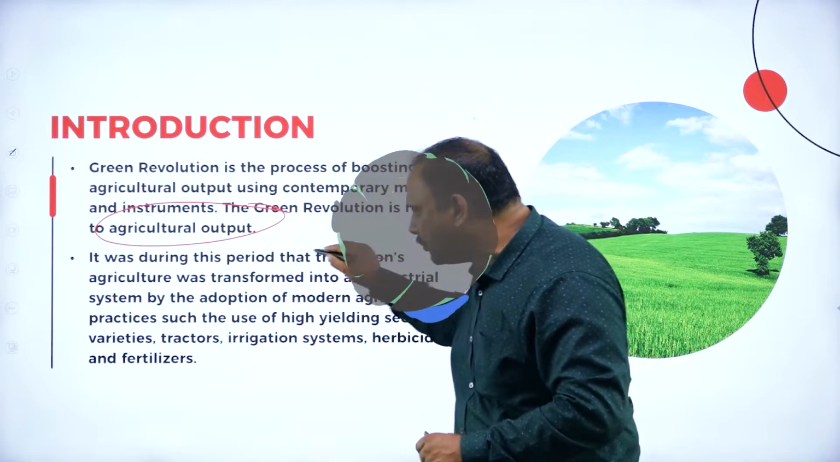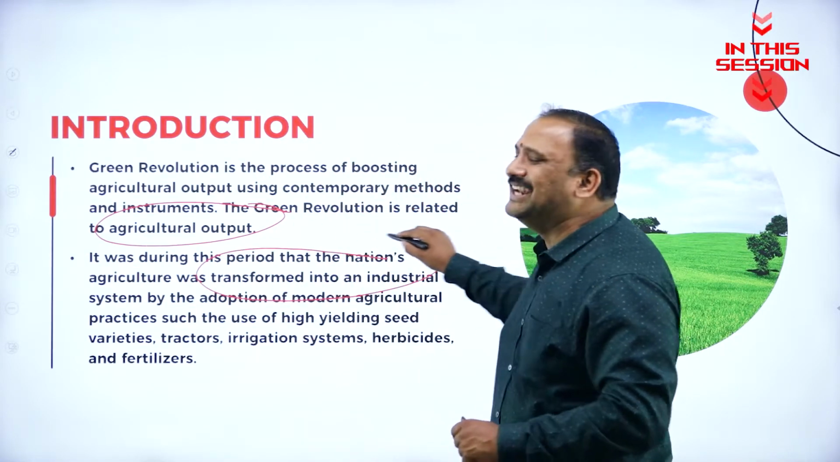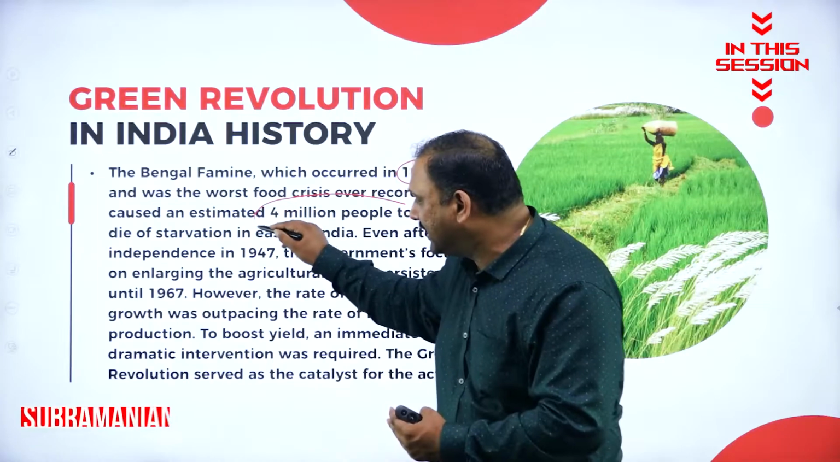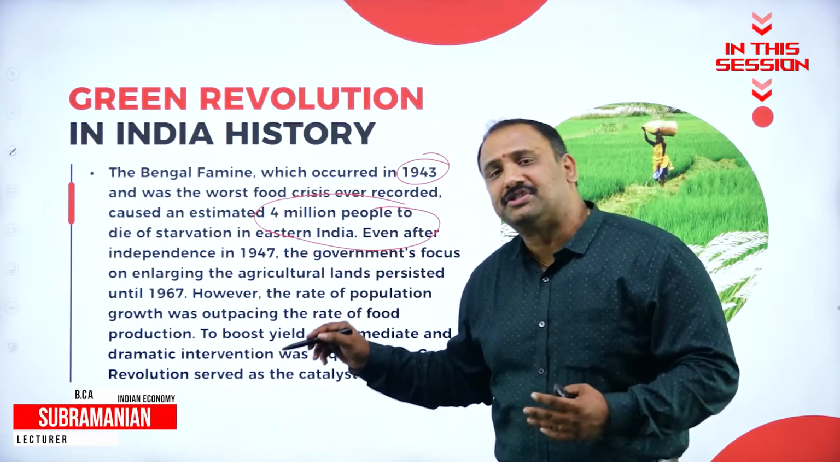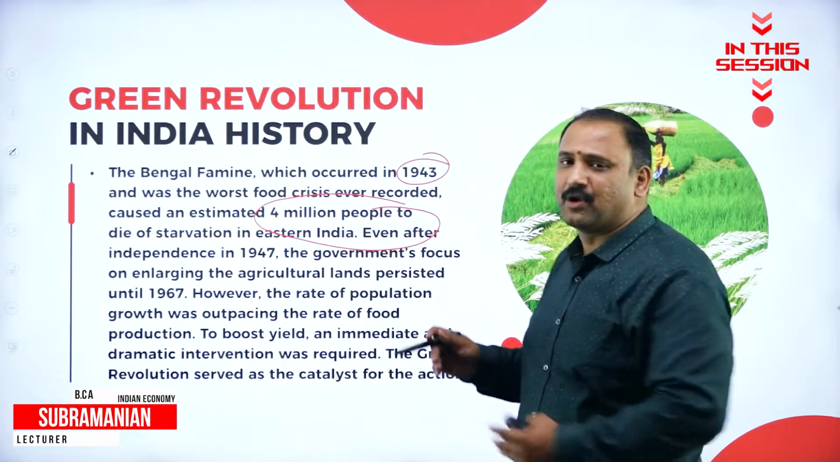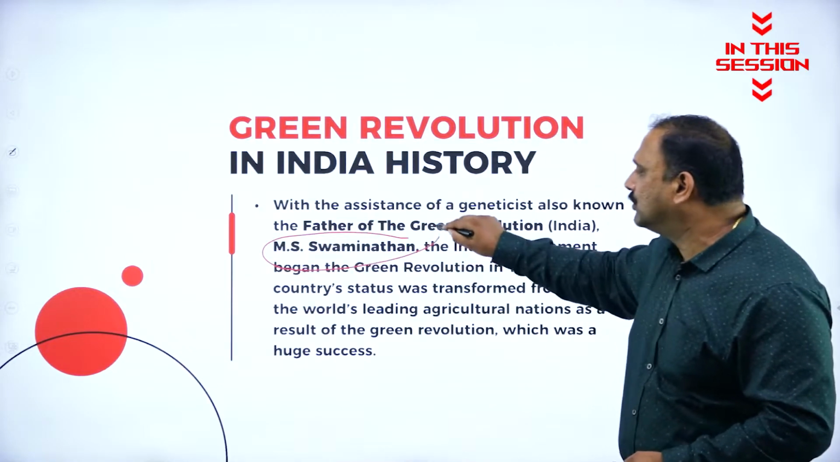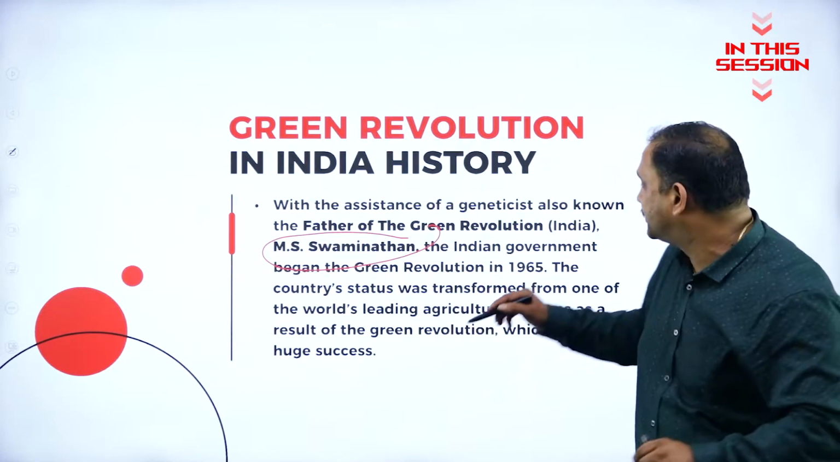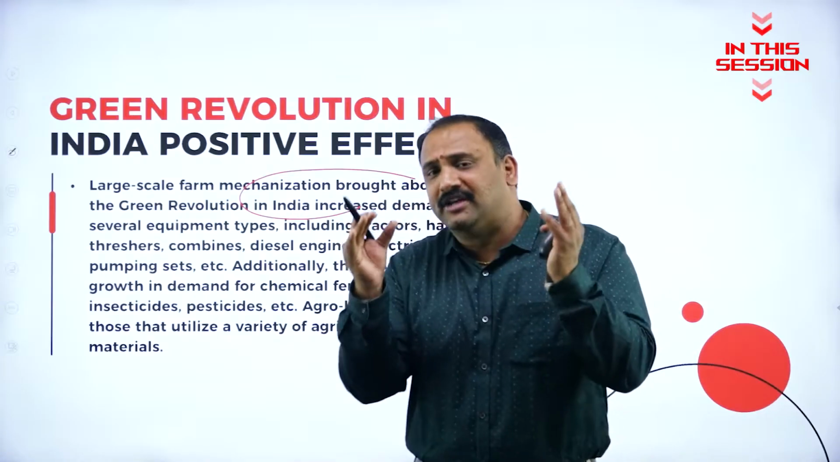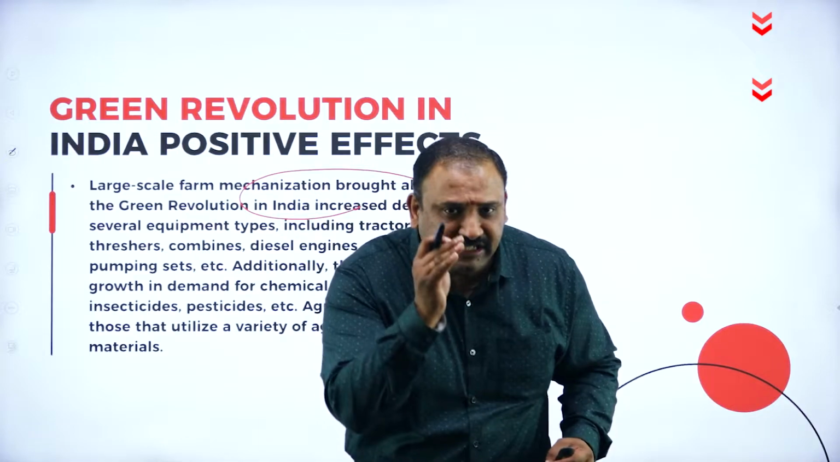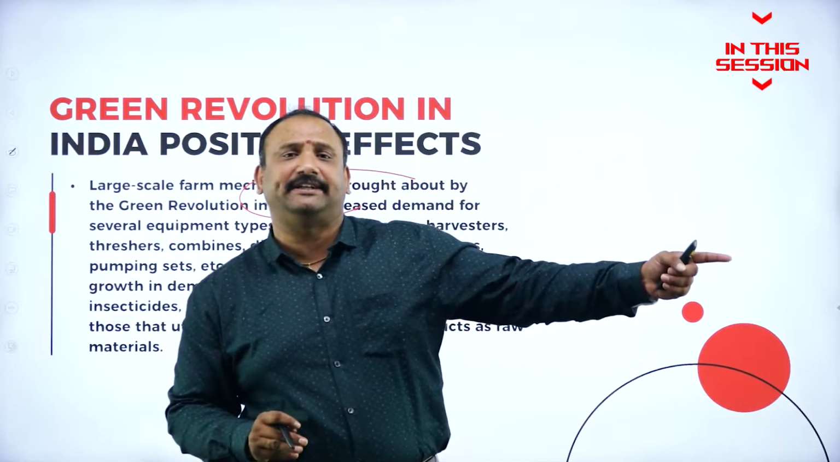The agriculture was transformed into an industrial system, which means we went on a production spree. 4 million people died due to starvation in the eastern provinces of India. Dr. M.S. Swaminathan, who is known as the father of Green Revolution in India. As I told you in the first slide, we were trying to make agriculture from just a living to an industrial sector altogether.